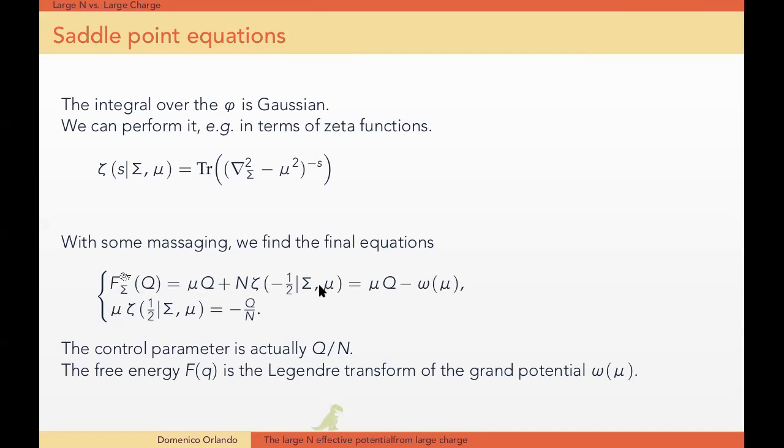And that's no big surprise. This is large N. Large N is the thermodynamic limit. The free energy at fixed charge is the Legendre transform of the free energy at fixed chemical potential, the grand potential. Okay, so that's exactly what we see here directly. The important thing is that everything, all the large N physics is contained in this zeta function.